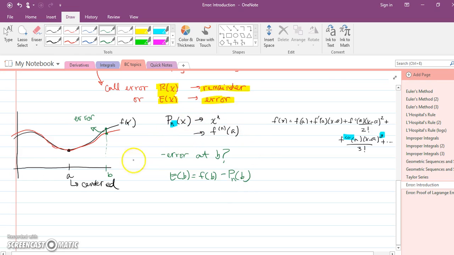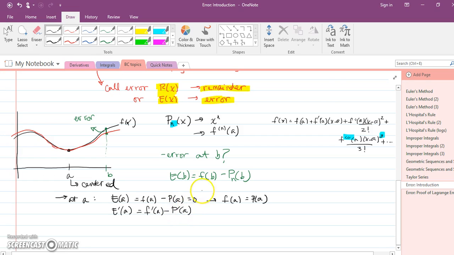One thing to realize is if you're at a, there's no error. The error, I'm going to use E here for error, okay? The error at a would be the function's value at a minus the polynomial's value at a. That's 0 because the function's value at a is equal to the polynomial's value at a. And you can see there's no difference in the height. Now let's say I took a derivative here, and let's say I want the derivative of the error at a. Well, that would be the derivative of f at a minus the derivative of p at a.